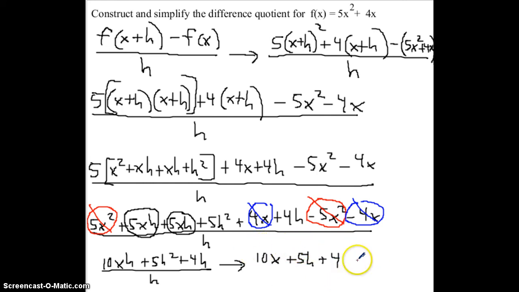So I guess that's about it. You could probably rewrite it as 10x plus 4 plus 5h. And I think that's about as simplified as it gets for that. So that would be the difference quotient for that function. Again, over here, in case you missed it, we divided our h's here. Those h's were gone. 5h squared over h turned into 5h. And finally 4h divided by h, the h's cancel out to give us the 4.